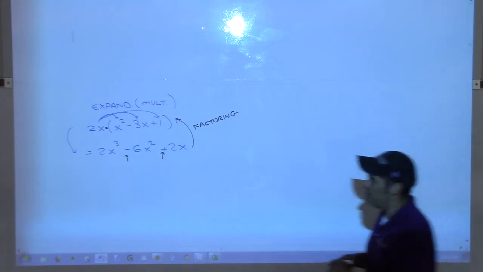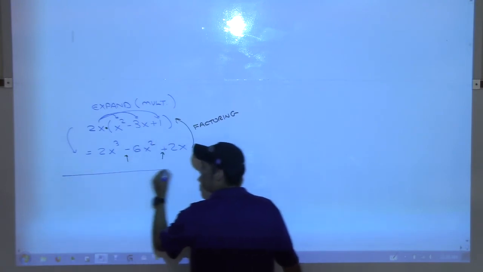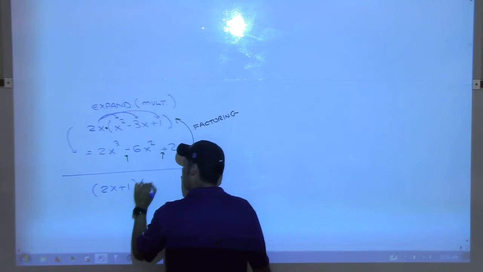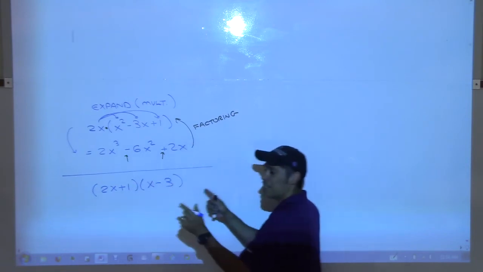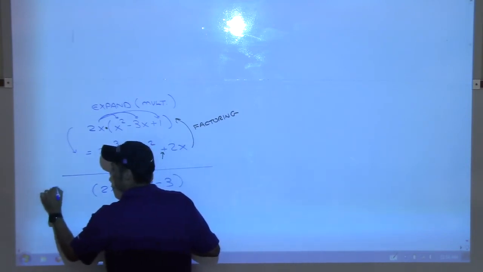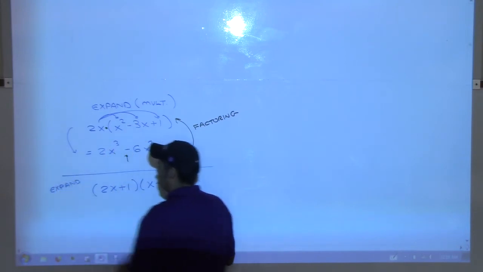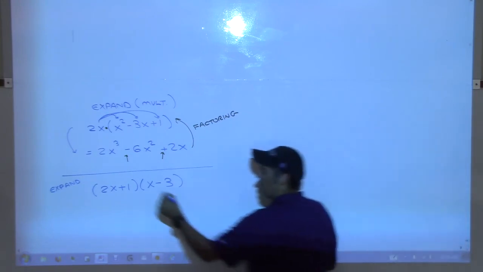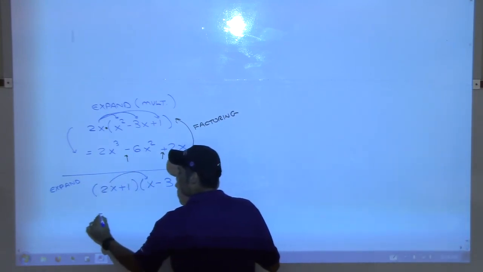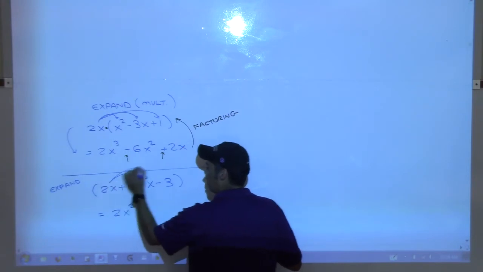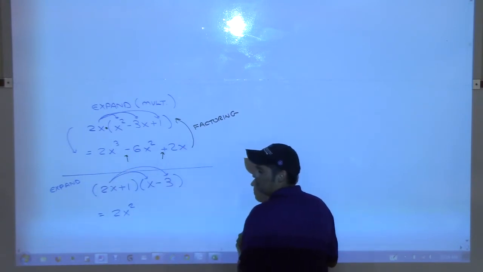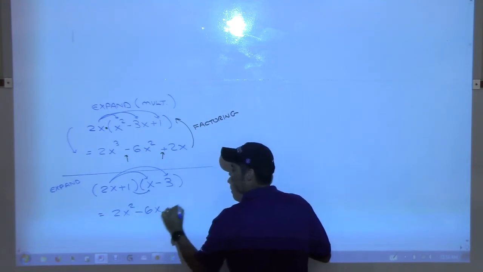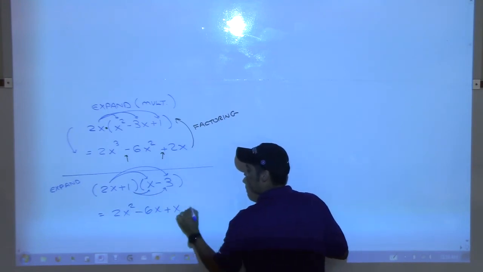I'll give you another example, something a little more challenging. How about this: 2x plus 1 times x minus 3. Let's expand this. To multiply those, you would do that FOIL process that we've discussed. So let's go ahead and do that. We go here to here, we get 2x squared. Here to here, we get minus 6x. Here to here, we get plus x. And here to here, we get minus 3.